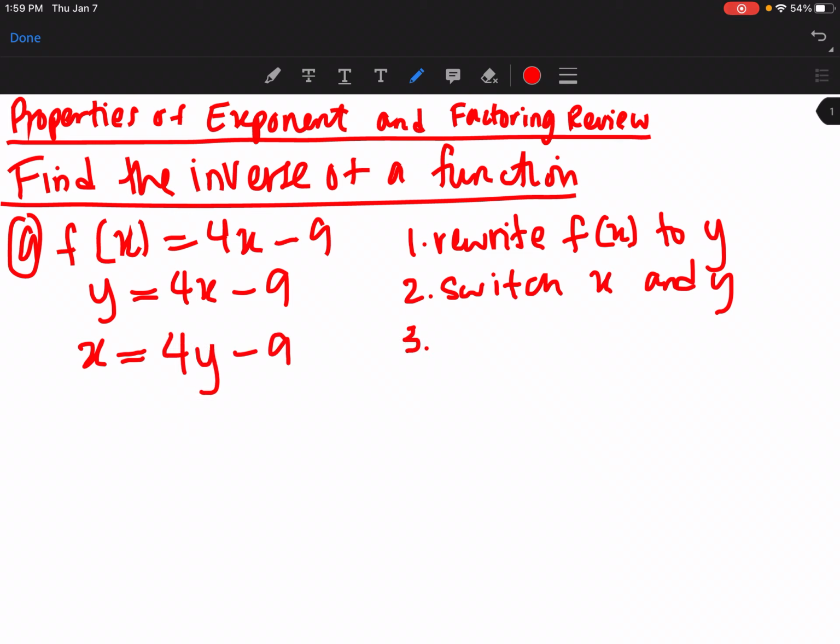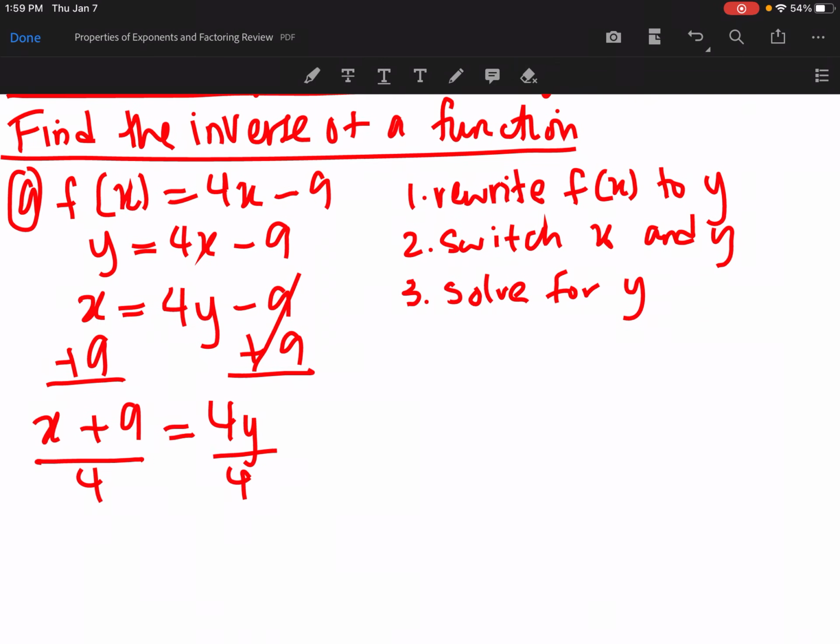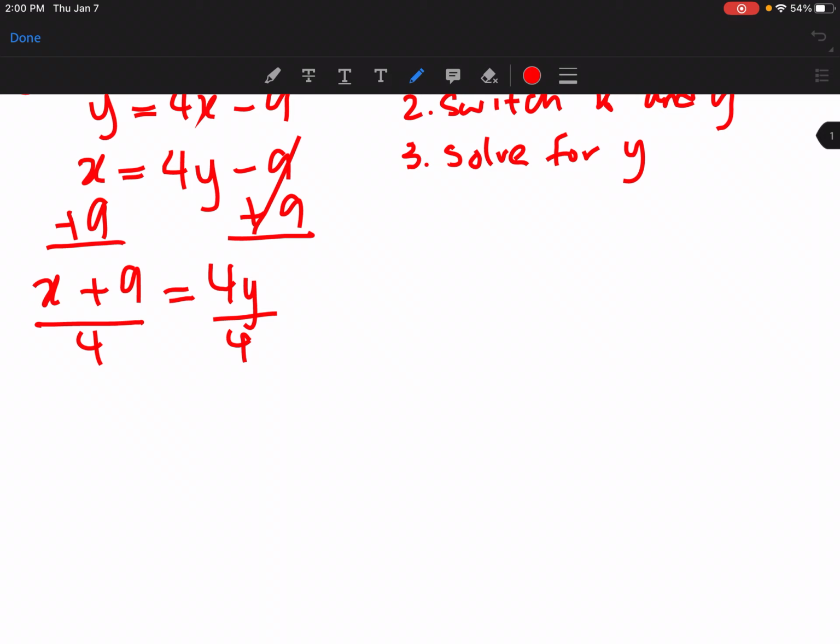Then the last step to do is I want to solve for y. So to find the inverse, I'm going to solve for y. To do that, first I'm going to add 9 to both sides. To get my y by itself, I want to move my numbers to the other side. So I have x plus 9 is equal to 4y. Then lastly, I'm going to divide both sides by 4. Therefore, x plus 9 over 4 is equal to y.